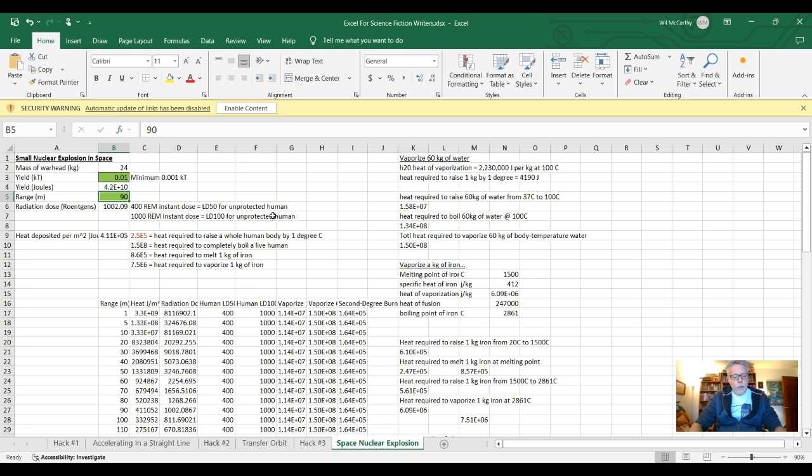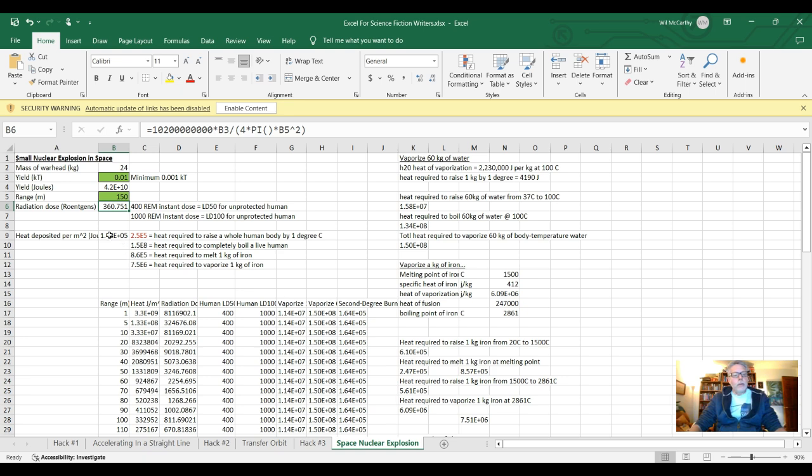But if we move farther out, let's say we move to 150 meters, then all of a sudden our radiation dose has dropped with the square of the distance. So now we're under that 400 rem LD50 dose, which means this person has a better than 50-50 chance of surviving just from the difference between 90 meters distance and 150 meters. So being farther away from the bomb definitely helps.